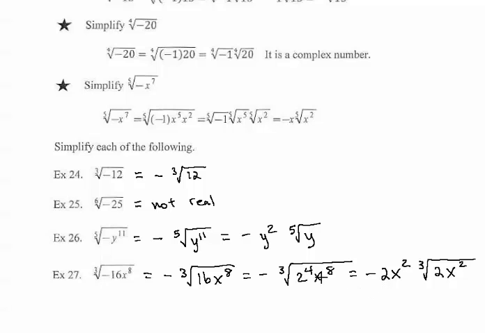Okay. We used up 2 groups of 3 from the x to the 8th. We used up 6 of them to make this x squared on the outside, so there's only 2 left on the inside. And that completes example 27.